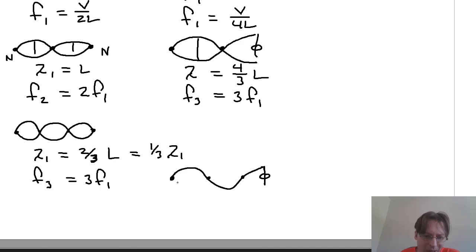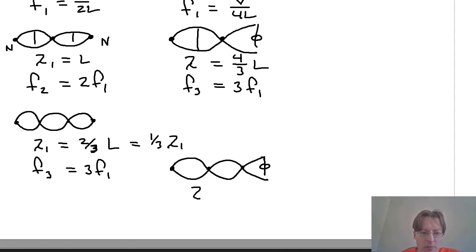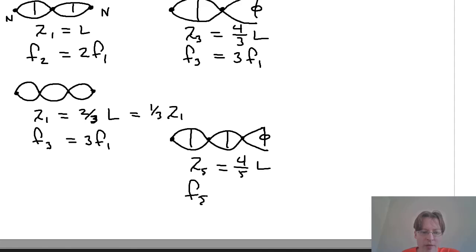Now it has 2 half wavelengths and an extra quarter wavelength, like so. The wavelength here, so I should call this one lambda 3. This one is going to be lambda 5 because there are 5 quarter wavelengths: 1, 2, 3, 4, 5 quarter wavelengths. The wavelength in this case is 4/5 of the length of the string. And this one's F5 then. F5 is 5 times the lowest or the fundamental frequency.